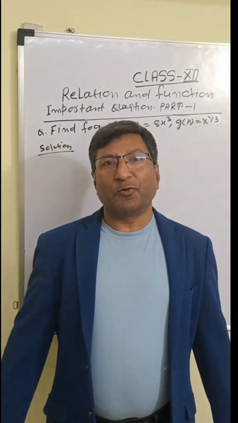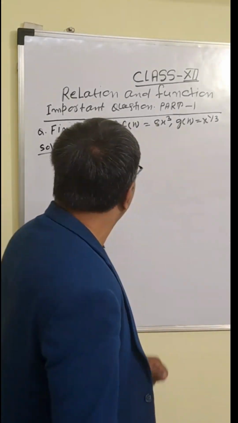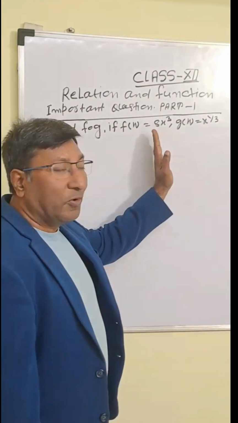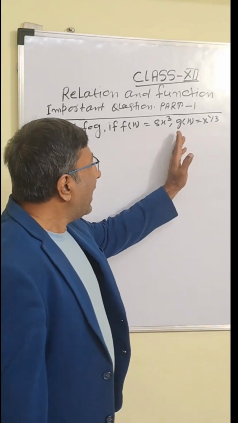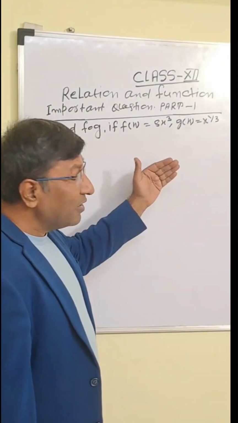Most important question of function, class 12th. Let us see the question. Here the question is: find fog if f of x equal to 8x cube and g of x is x to the power 1 by 3. So this is the model question.